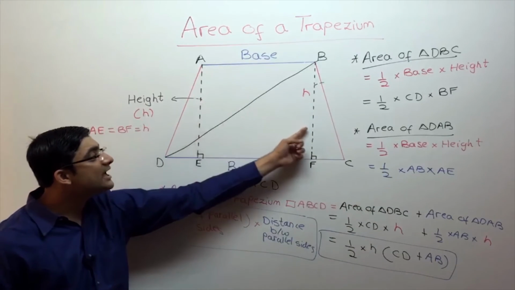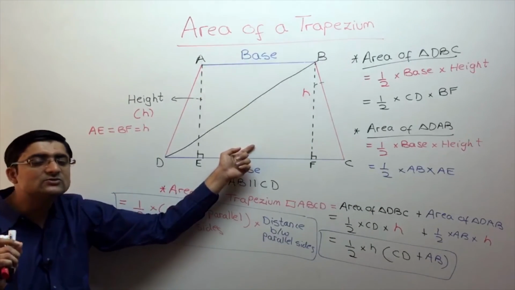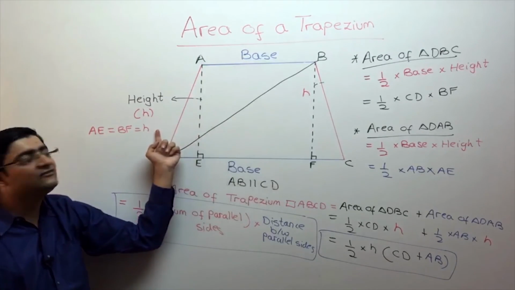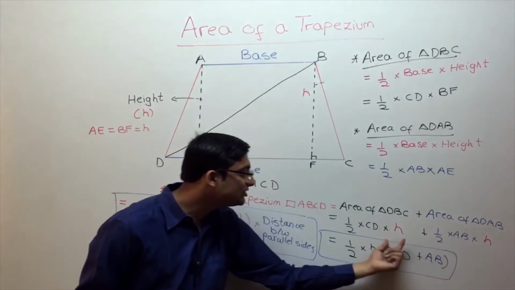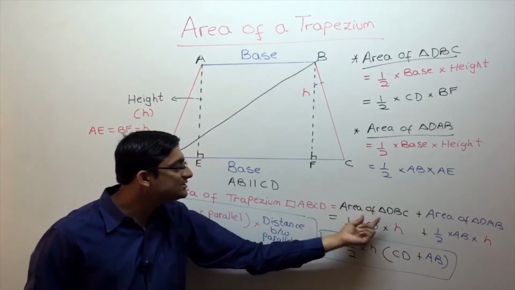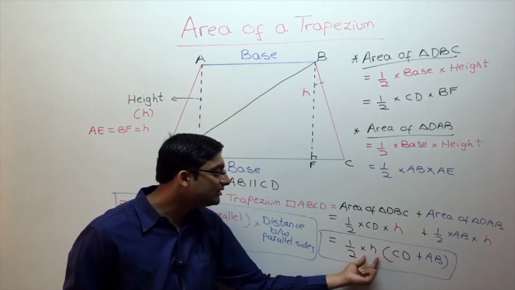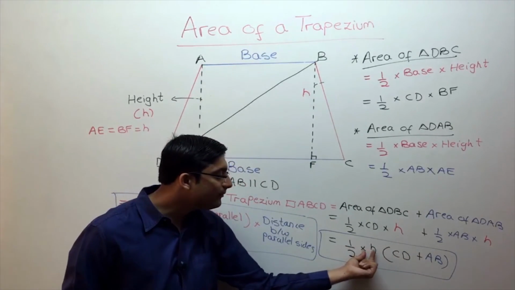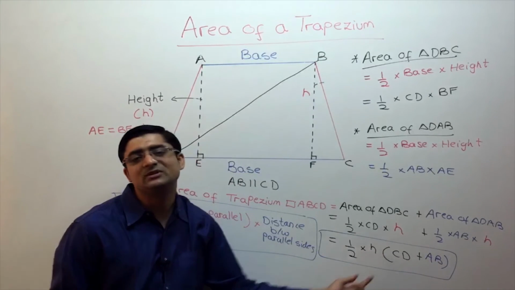Now AE and BF, what are they? They are distance between two parallel lines. Distance between two parallel lines is always the same. So AE is equal to BF, that is H. So I replaced BF and AE by H. So we have area of trapezium is sum of these two areas of the triangle. Plug in the values, take common. So half into H into CD plus AB. So half multiplied by sum of the parallel sides into height, distance between the parallel sides.